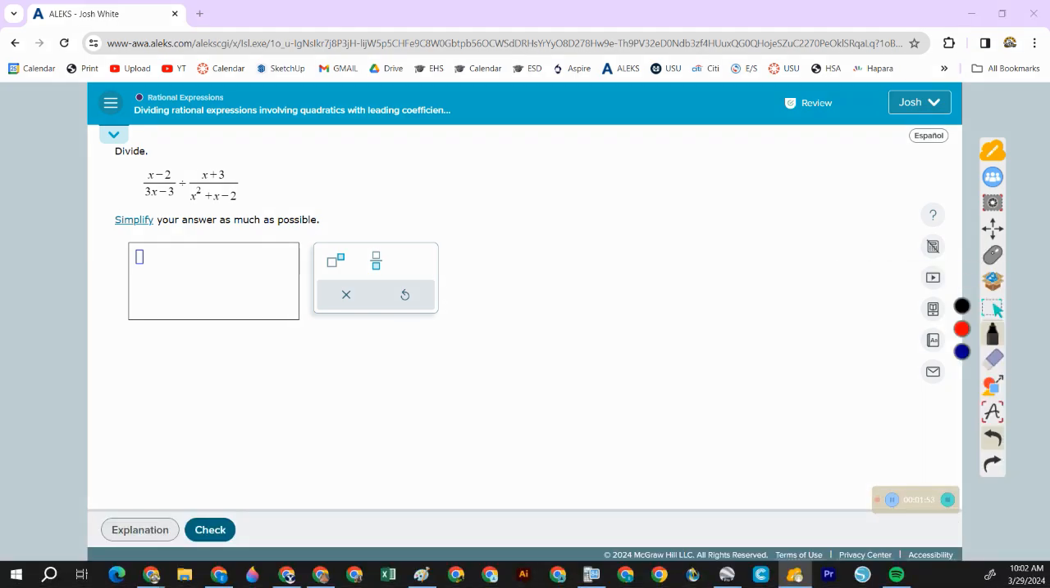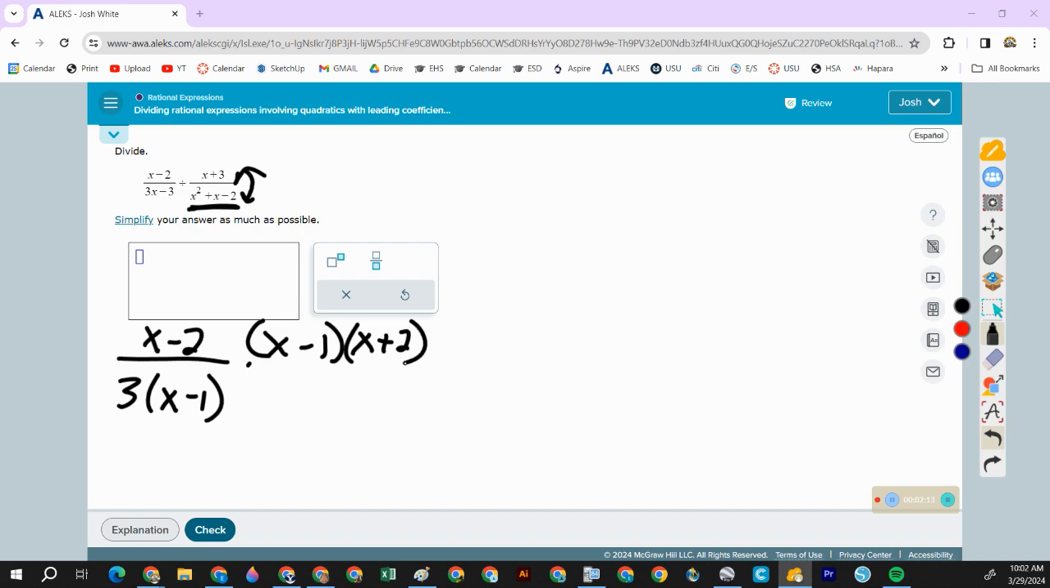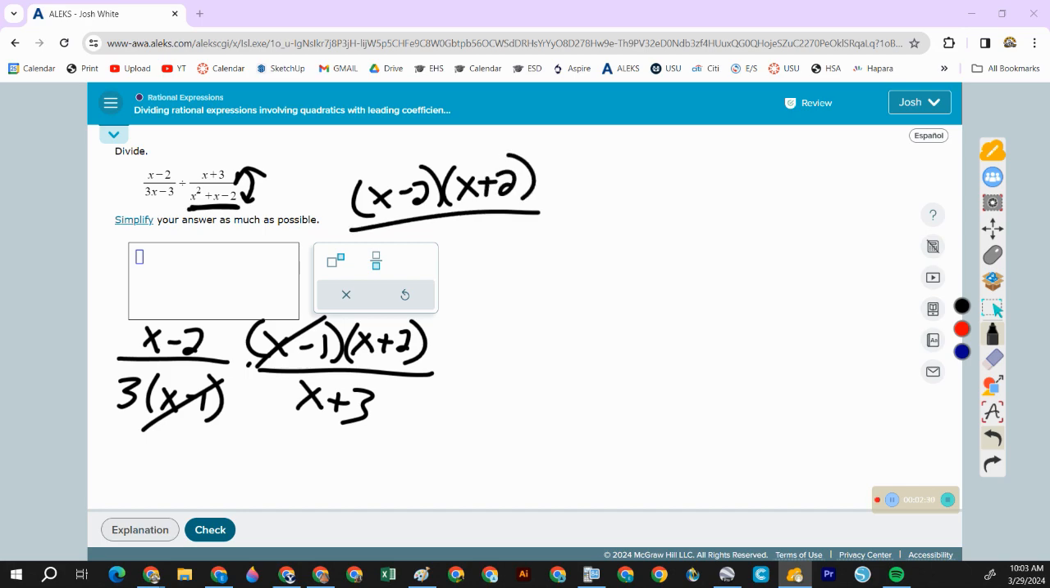Okay, so I'm going to flip this one upside down and factor everything. The left side remains x minus 2, and then the bottom will be 3 times x minus 1 times. This factors into x minus 1 and x plus 2, and then the other side does not factor. So the x minus 1's cancel, and that's it. So x minus 2 times x plus 2 is on top, and 3 times x plus 3 will be on bottom.